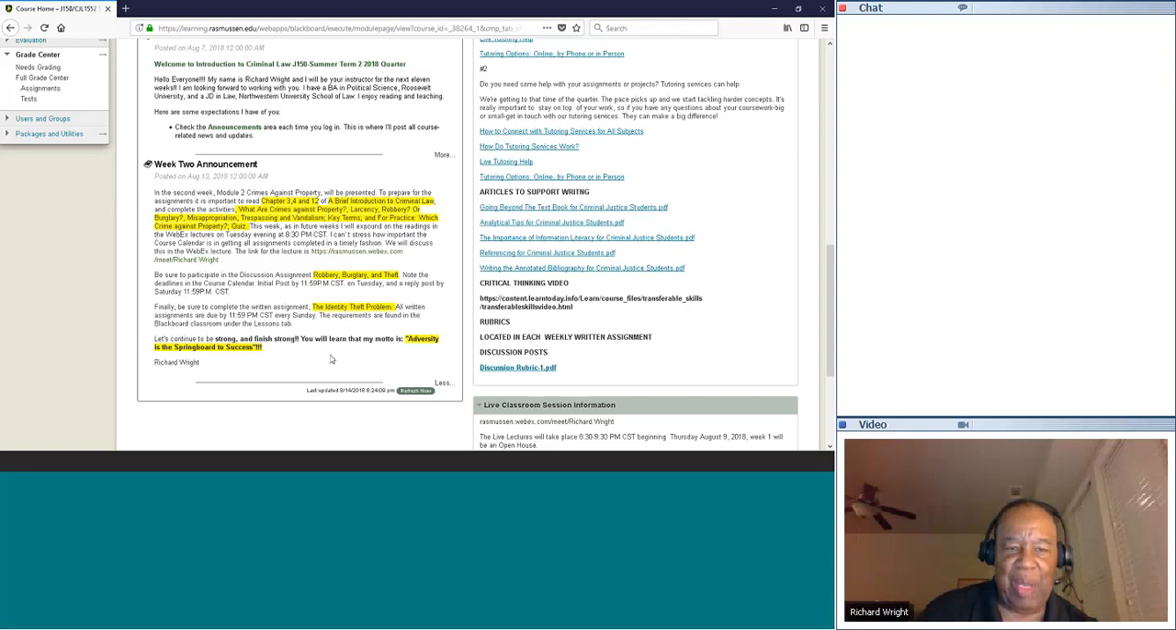Module 2, Crime Against Property. And you would read chapters 3, 4, and 12 of the textbook, A Brief Introduction to Criminal Law. And we're going to go over these activities. What are crimes against property, larceny, robbery, or burglary? We're going to talk about that. Misappropriation, trespassing, vandalism, and then key terms for practice.